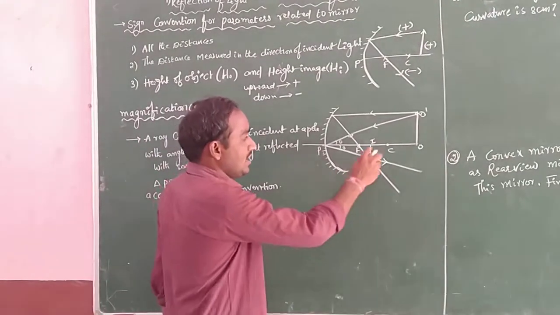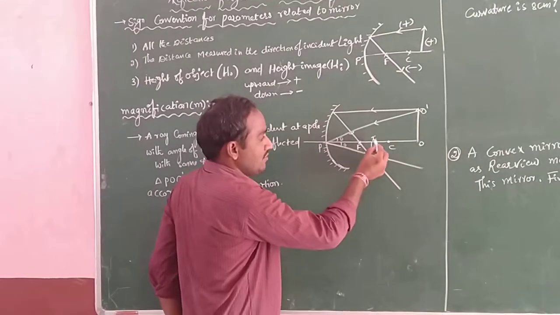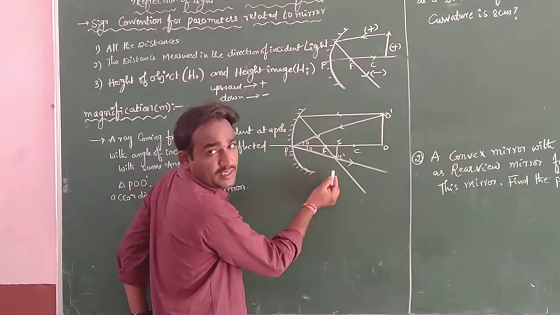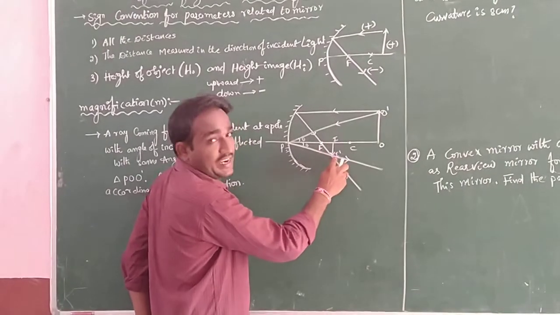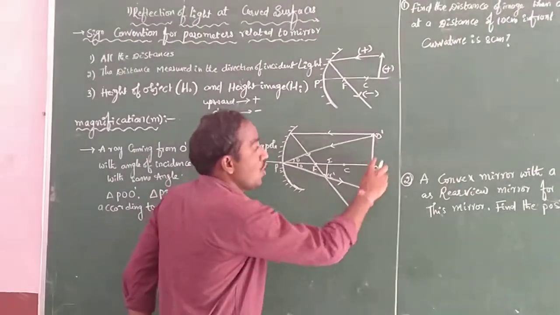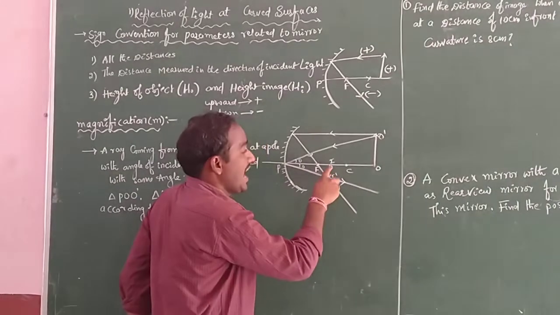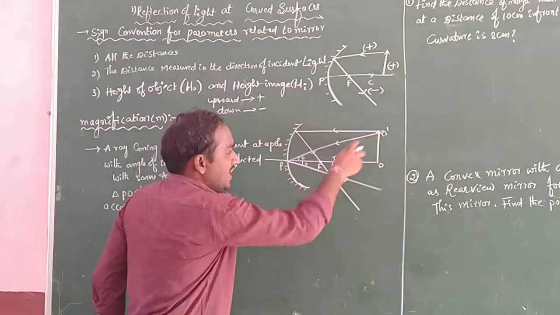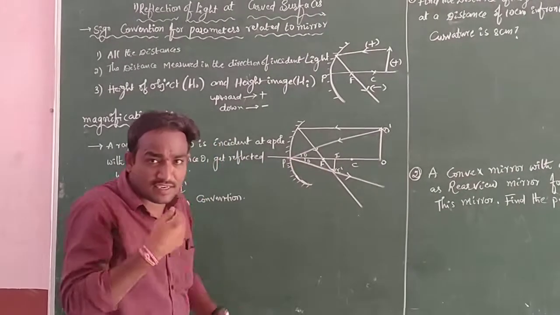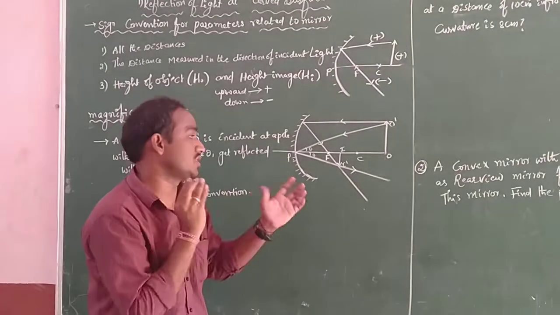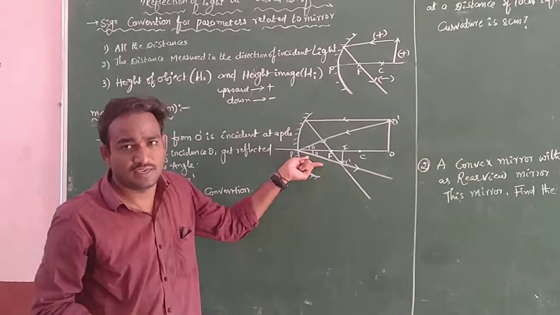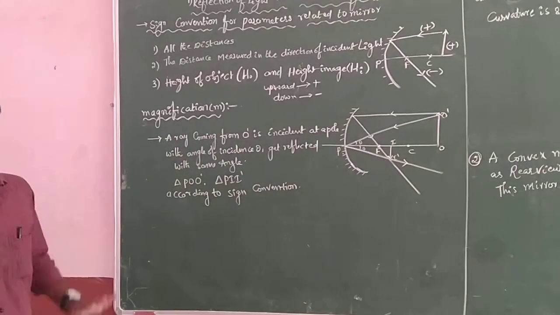That's why here is I dash. Here the image is formed, an inverted image. That is I dash. The object is O dash, the image is I dash. The incident angle is theta. If it is incident at theta, the reflection is at the same angle, so the reflection angle is also theta.